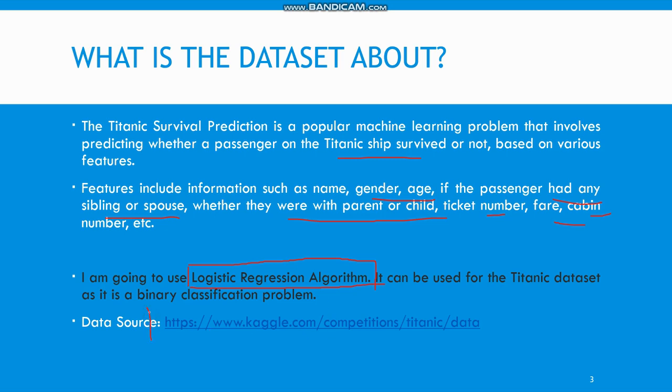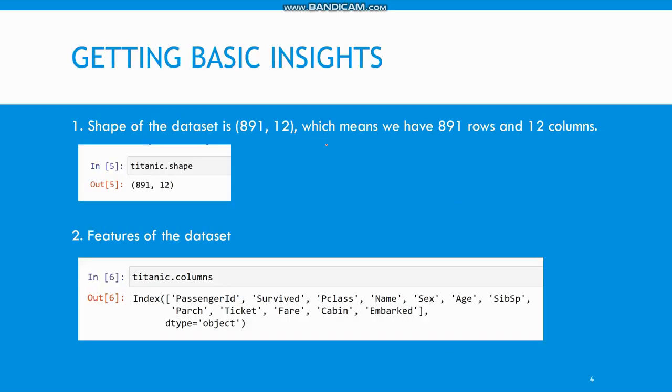This is where I got the dataset from. Okay, this is the official Kaggle website. You can get other notebooks for this dataset also here. The first step we'll do is getting basic insights. So first of all, what is the size or volume of the dataset? There are 891 rows, which means we have the data for 891 passengers, and there are 12 columns, 12 features.